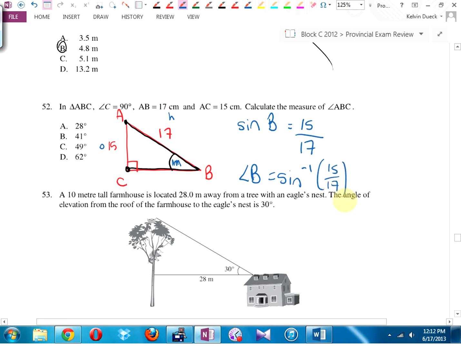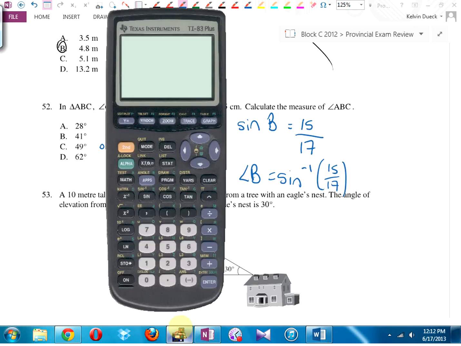And that's why if you have a good calculator, have I gone on a rant about a good calculator? When you hit that shift sine, a little sine -1 appears on your screen. I know on mine it does. If I go second function sine, I get a little sine -1, bracket 15 divided by 17, and the angle is 62 degrees.